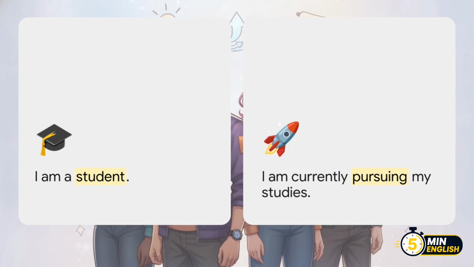The difference here is actually monumental. Pursuing my studies sounds so active and ambitious. It frames your education not just as this passive state of being, but as a deliberate, forward-moving journey that you are actively choosing to take every single day.